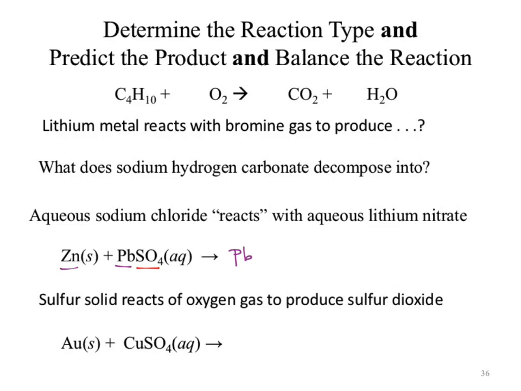I get Pb by itself and I get zinc sulfate. You are expected to get there. Is zinc sulfate the correct formula? Did I draw that correctly? How do I know? I have to balance the charge.